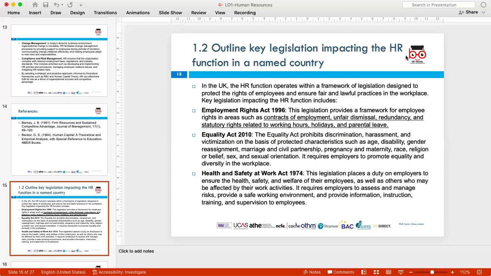The third is Health and Safety at Work Act 1974. This legislation places a duty on employers to ensure the health, safety, and welfare of their employees. And it requires employers to assess and manage risk, provide a safe working environment, and provide information, instruction, training, and supervision to employees. So it is more focused on health and safety at work. This includes physical health as well as mental health.